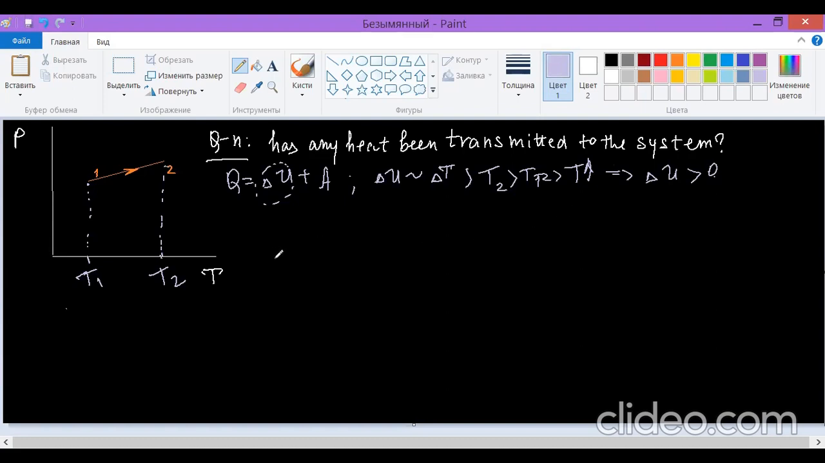Now, what about the expansion work done by the gas in this process? To answer this question, I guess we should see how the volume of the system changes. We remember that isochores of this process can be depicted by lines which go from the origin.